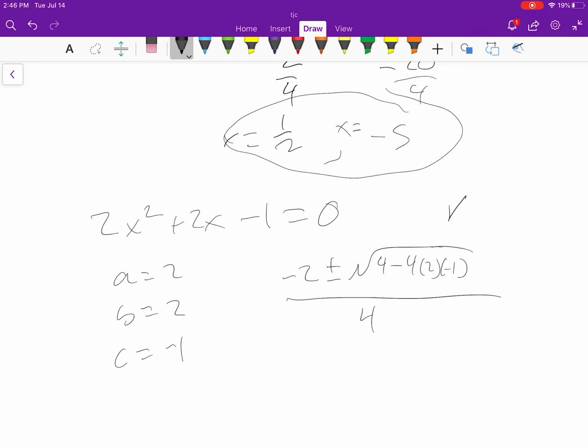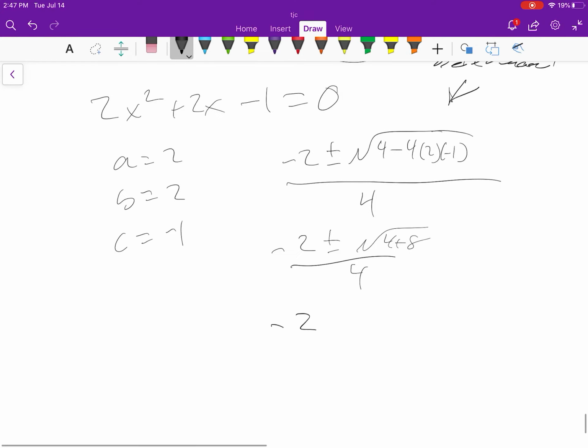Now, this whole term here underneath the square root is called the discriminant. And it's the thing that's kind of involved in calculating. It determines whether you have 2 real solutions, 1 real solution, or 2 imaginary or 2 complex solutions. So let's go ahead and work this out. So 4 times 2 times negative 1 is going to be negative 8, so minus a negative 8 is positive 8. So then we have negative 2 plus or minus the square root of 4 plus 8, over 4, which is going to be negative 2 plus or minus the square root of 12 over 4.